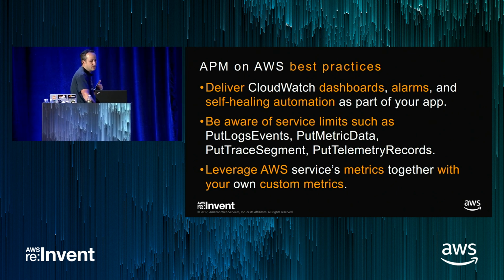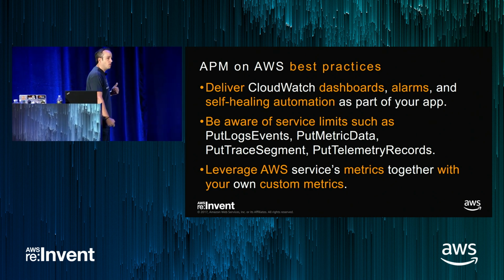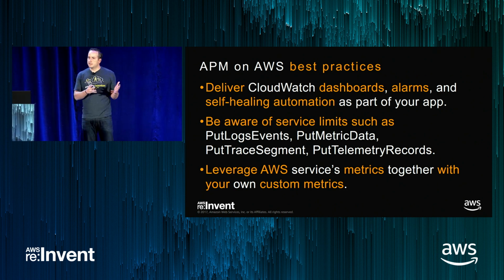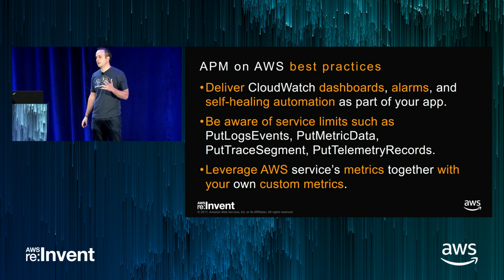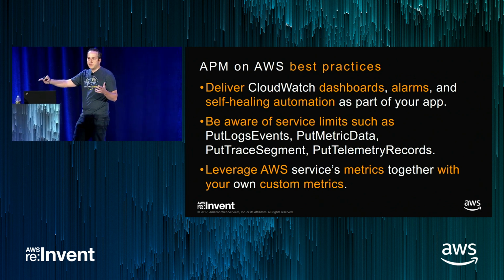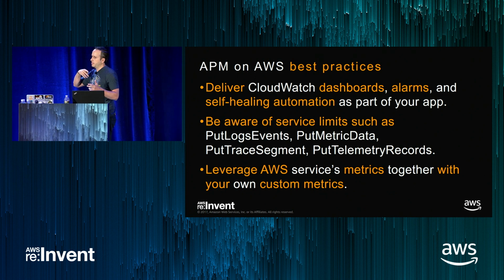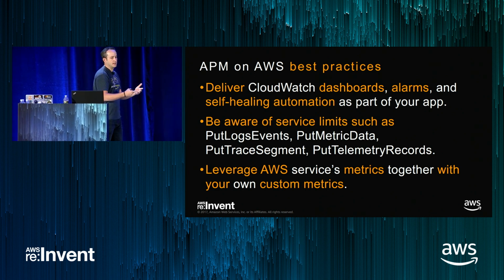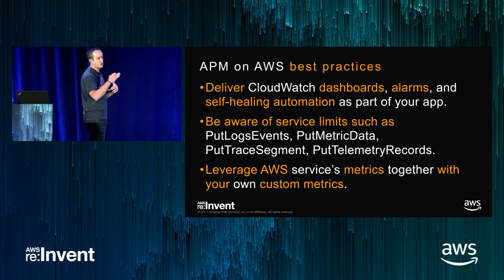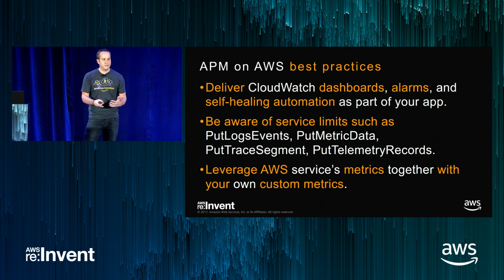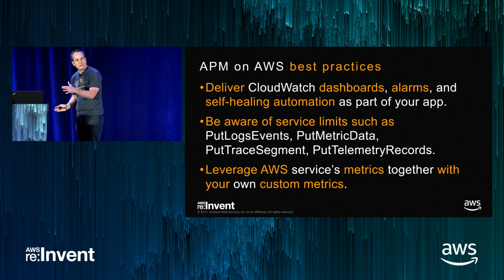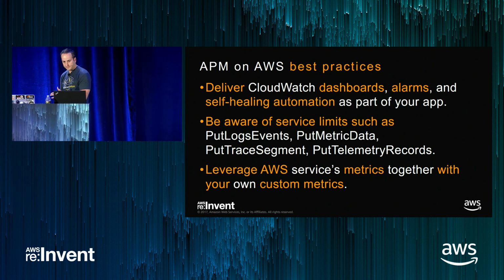Leverage AWS service metrics together with your own custom metrics. So on your dashboard, it might make sense to plot not only your custom metrics, but CPU utilization, for instance. If you're using Kinesis, Kinesis metrics are provided on CloudWatch as well, as are RDS or DynamoDB. So it's not only your custom metrics, they're really, really important, but they're even more meaningful when you cross-match them and plot them together with other metrics available. It's all about monitoring your application logic as well as all of the stack that you're using in your application.